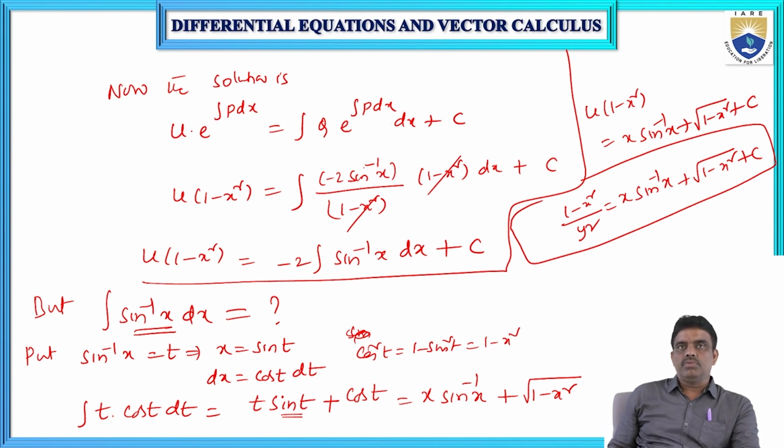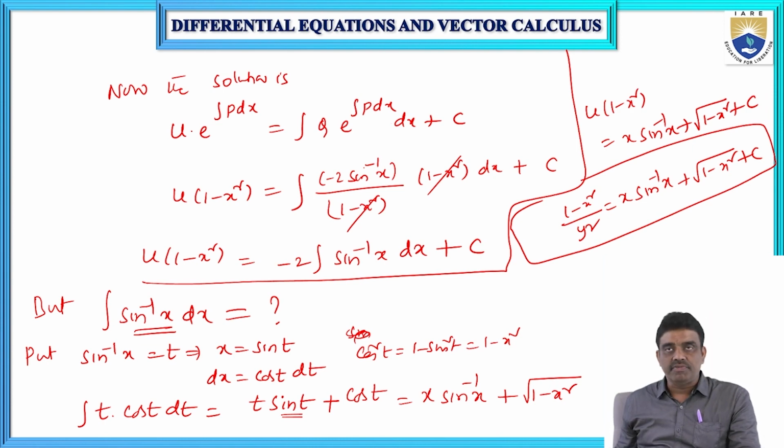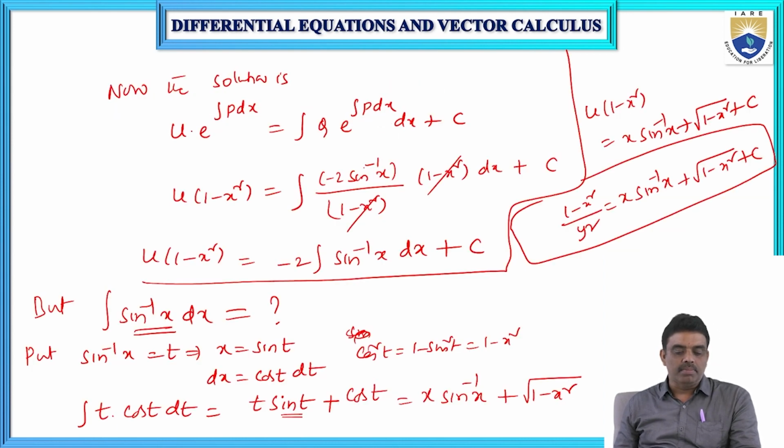So here we have reduced the given Bernoulli equation into a linear differential equation of first order in u, and then we write the solution by using the different formulas for integration, and after that we will get the required solution. So this is the third problem, and I would like to solve one more problem.